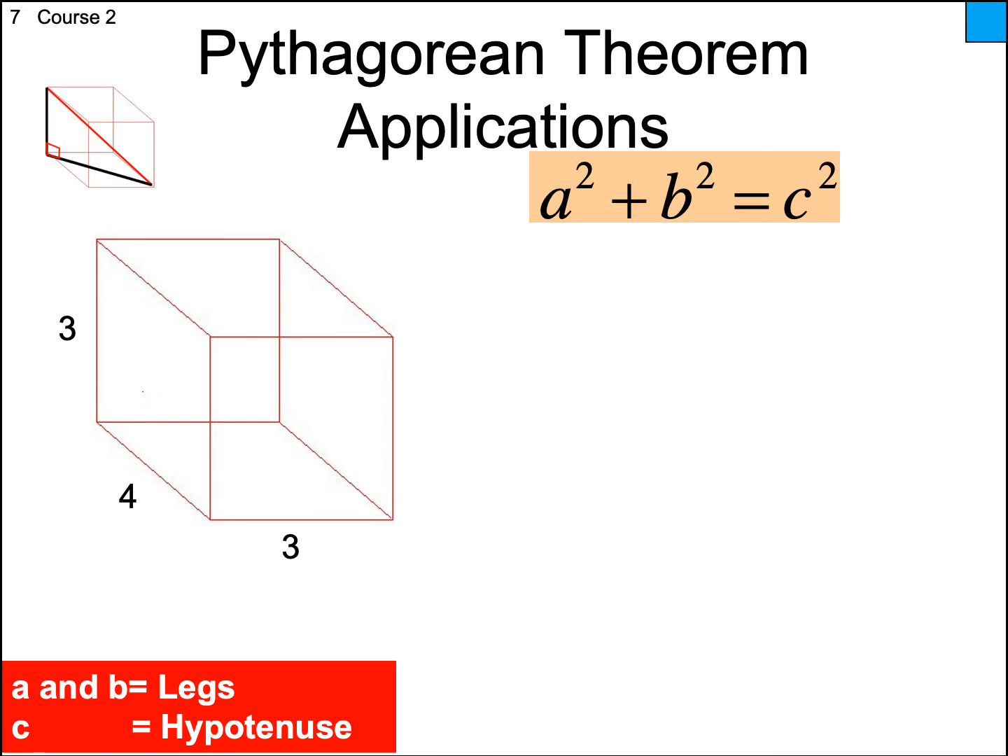The bottom of the box. Well, the bottom of the box has dimensions 3 and 4. So the first thing I need to do is calculate that diagonal portion right there. You see the one that I just marked? Okay, so let's see how we do that one.